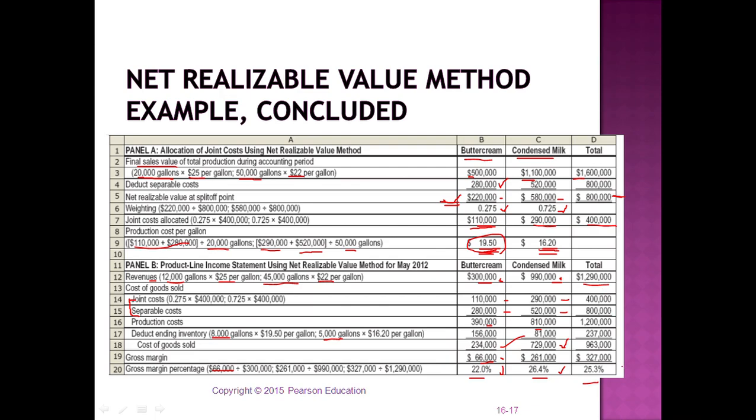And the gross margin percentage is 327,000 by 1,290,000 into 100, and that would be 25.3%. So this is how you will calculate the gross margin percentage.